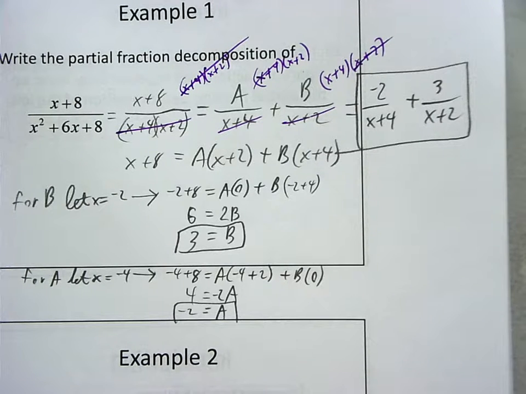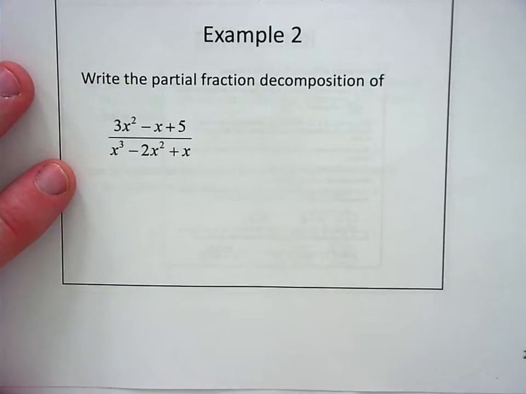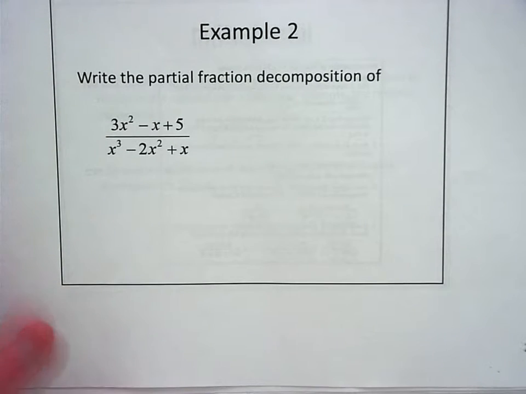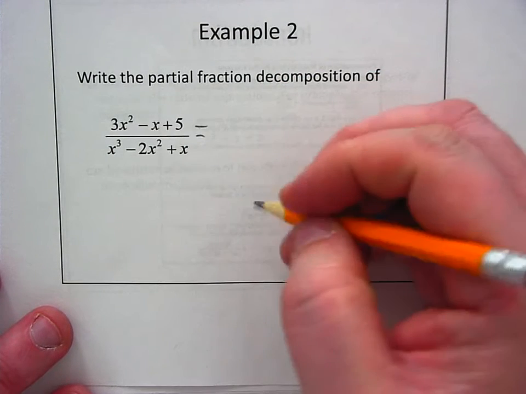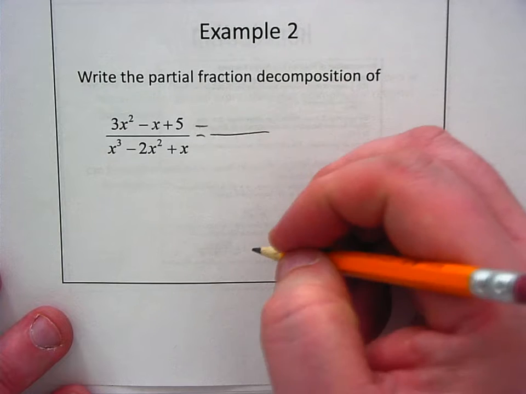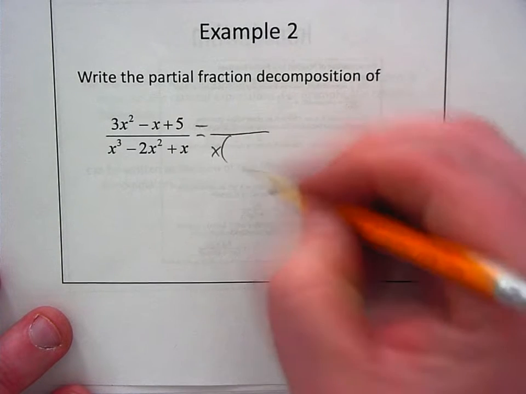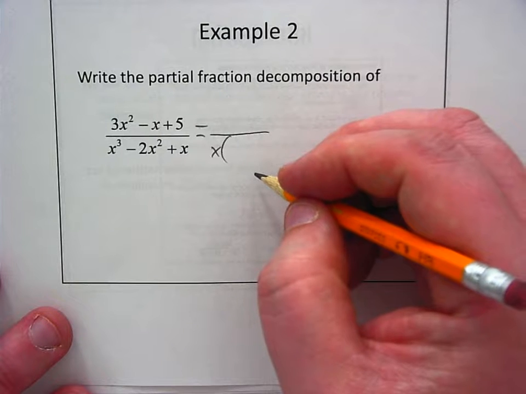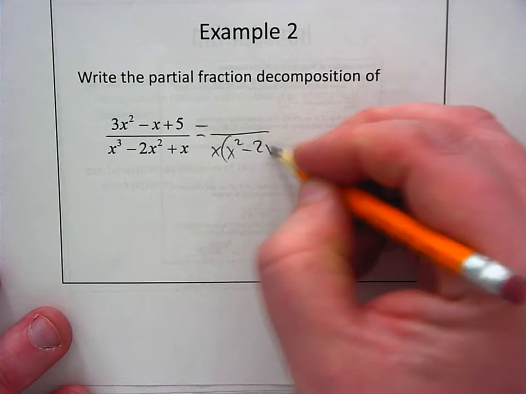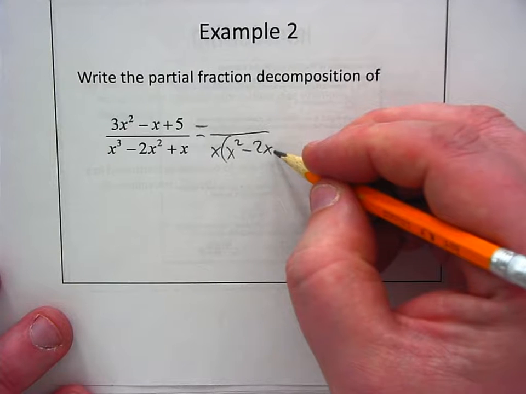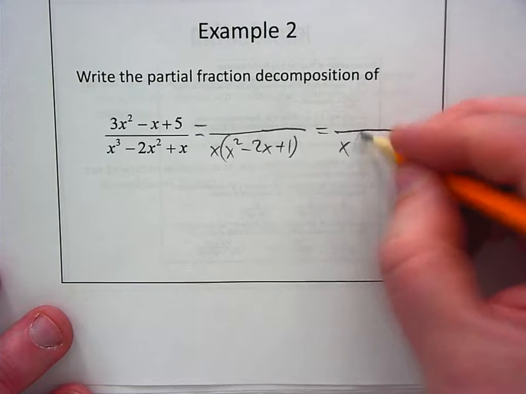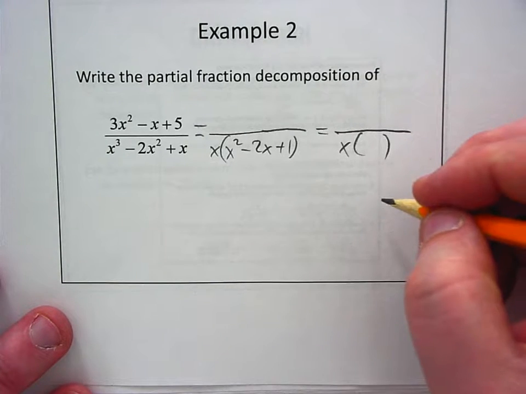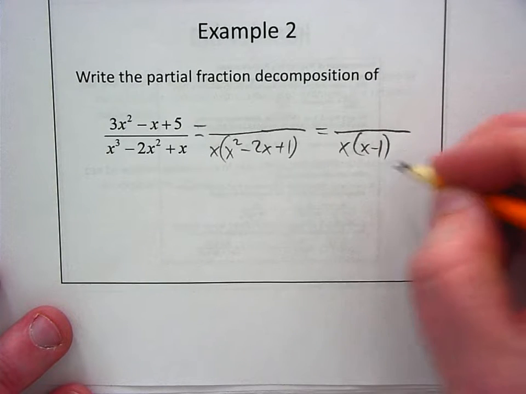Everybody good? Okay, let's look at another one. For 3x squared minus x plus 5 over that denominator, what do I do first? Factor the denominator. What is that going to factor into? X times x squared minus 2x plus 1. You're right. And then does that factor further? Yeah. What does it factor to? X minus 1 and x minus 1. In other words, x minus 1 squared.